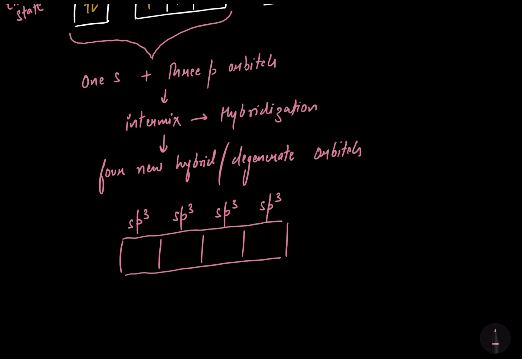So in case of sp3 hybrid orbitals, we are having 25% s character and 75% p character per hybrid orbital. So we got a total of 4 hybrid orbitals whose name is sp3 each.